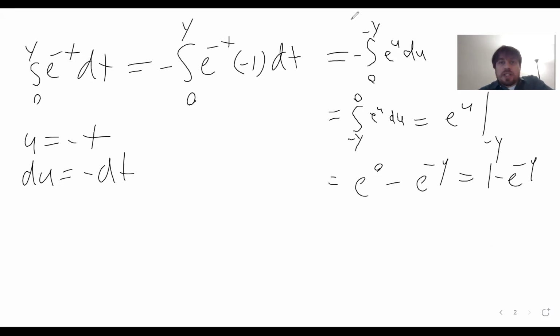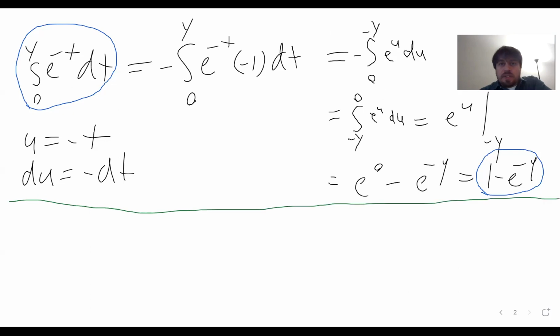Okay, so what I just showed is that the integral from 0 to y of e to the negative t dt is equal to 1 minus e to the negative y. Then you just calculate the other integral, which is the definite integral from 0 to x of 1/2 s ds.